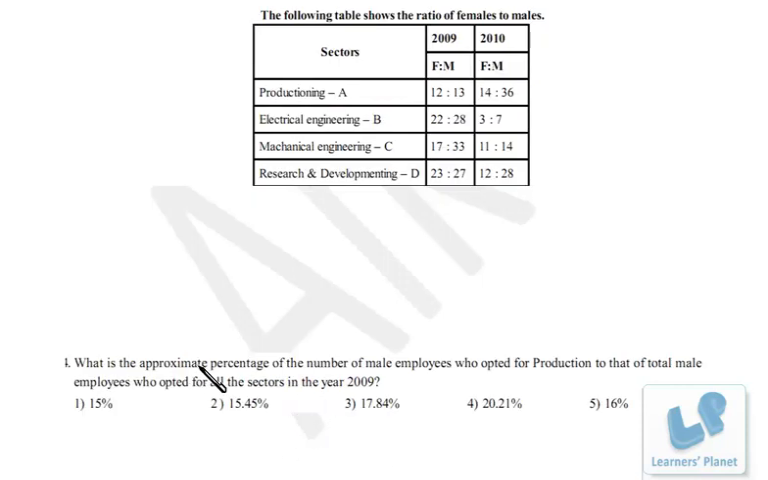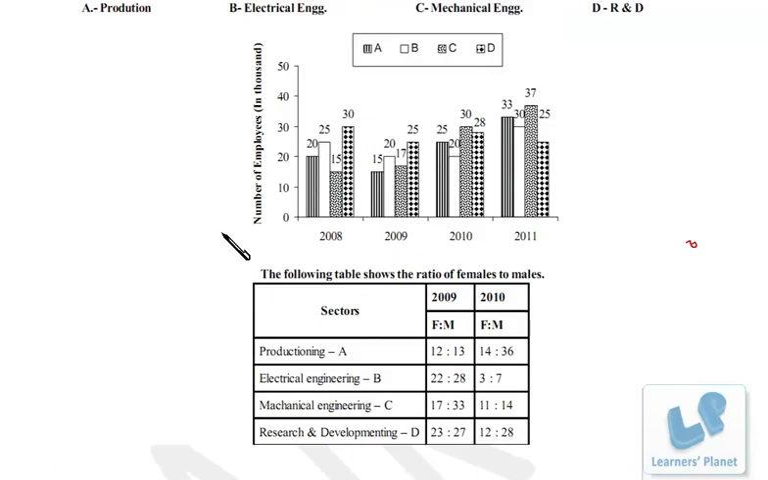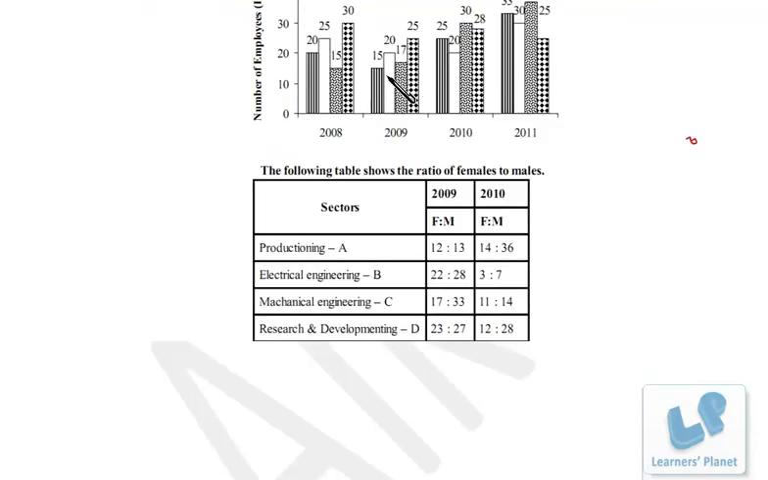Now, what is the approximate percentage of the number of male employees who opted for production to that of total male employees who opted for all the sectors in year 2009? So, pretty simple. 2009 production is 15,000 and male female breakup is 12:13. That means out of 25, 13 are male, right? So 15,000 divided by 25, that's 600 into 13, 7,800.